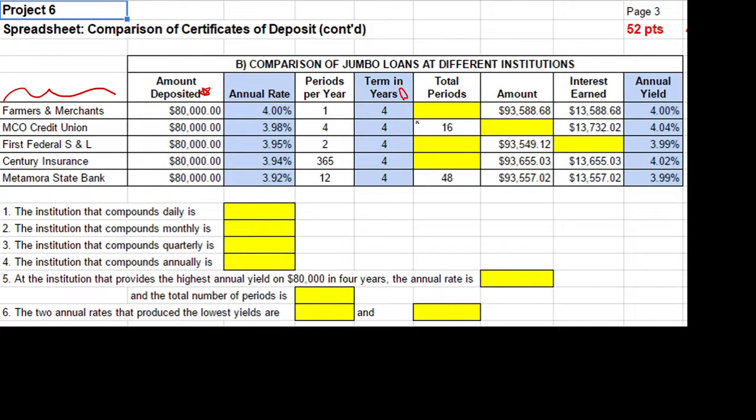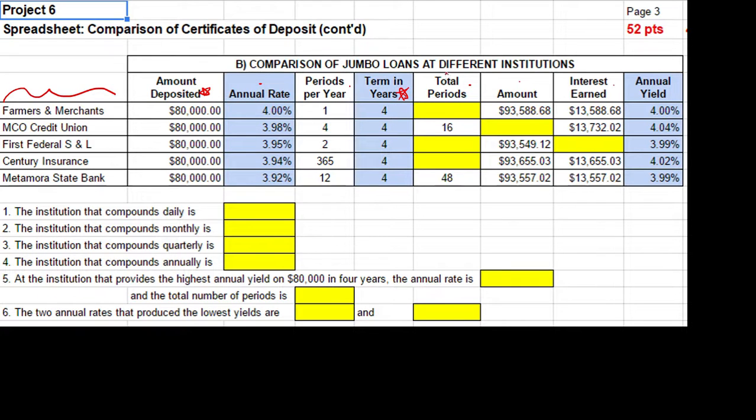But notice that the rest of the particulars are different, right? So they have different annual rates, they have different periods per year, which means different periods, and so the amount and the interest earned and the annual yield all end up being slightly different from one another. So let's start by working on the table.